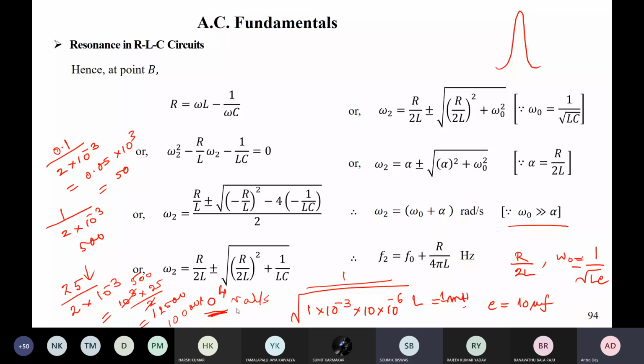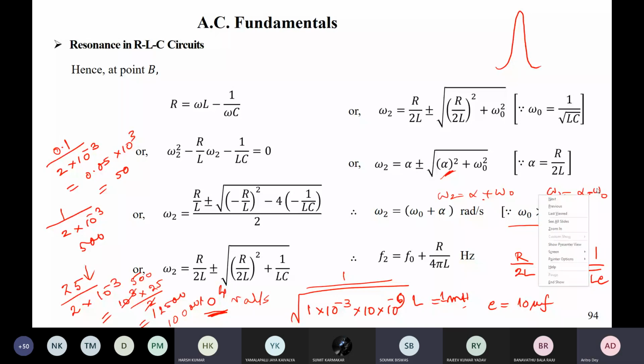And if you select your capacitance even lower, in the microfarad or picofarad range, then for that also you are getting very small alpha, and omega 0 is even higher. So then you can ignore this part, I mean your alpha square part, and then you can write it like alpha plus omega 0, and another alpha minus omega 0. Yes, sir, that is basically the limit way.